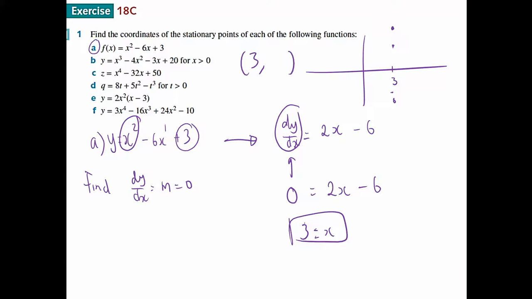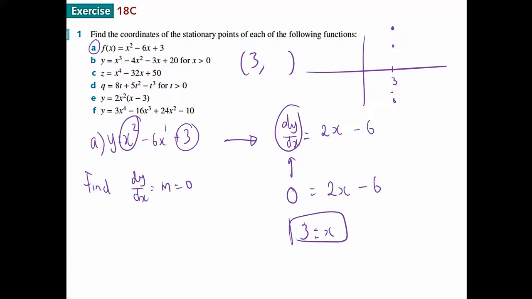Sub it back into which one? Very good. And don't confuse that. A lot of year 11s mix this up. They will take the 3 and they will sub it back in here. And what do you expect if you sub 3 back in here? What would you get? 0. Because at x equals 3, it was a stationary point. So if you sub it back into the derivative, that just tells you the gradient is zero. You knew the gradient was zero already. Okay? So you sub it back into this function to find the y coordinate.